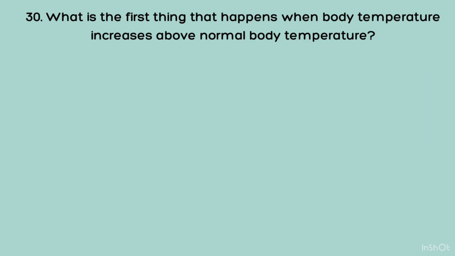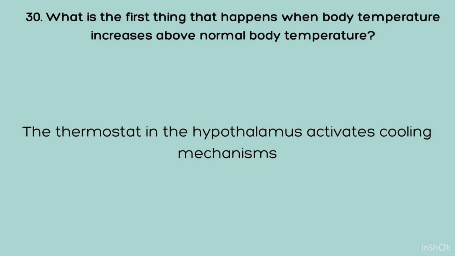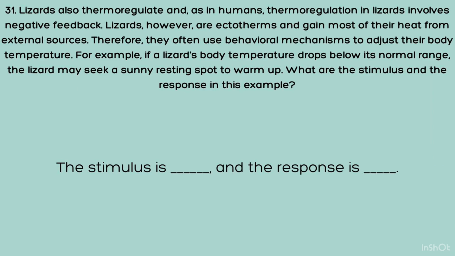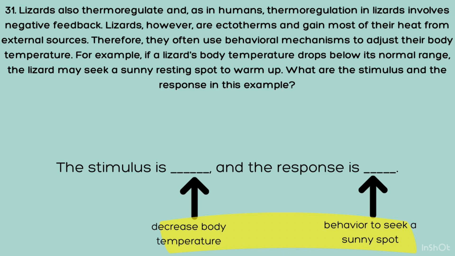Alright, number 30. What is the first thing that happens when body temperature increases above normal body temperature? The thermostat in the hypothalamus activates cooling mechanisms. Number 31. Which of the following occurs when body temperature decreases below normal body temperature? This is when blood vessels in the skin constrict to help prevent heat loss. Alright, for number 31, read this question by yourself and try to answer this question. The stimulus is blank and the response is blank. This is going to be decreased body temperature and behavior to seek a sunny spot.